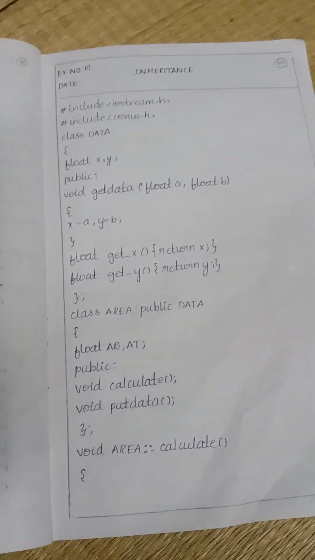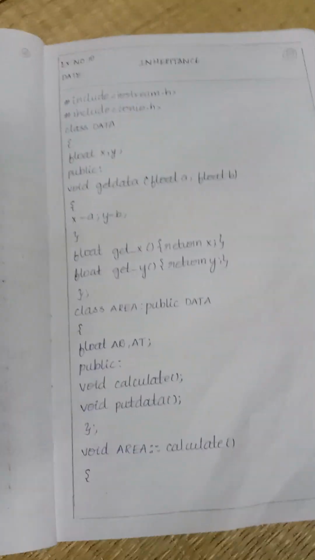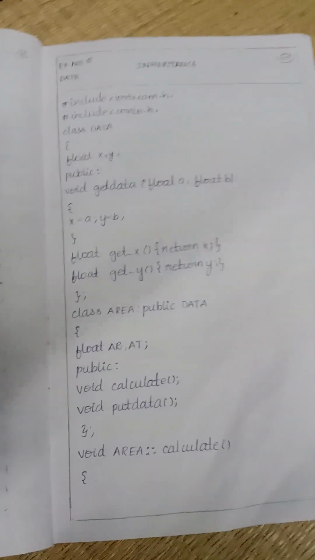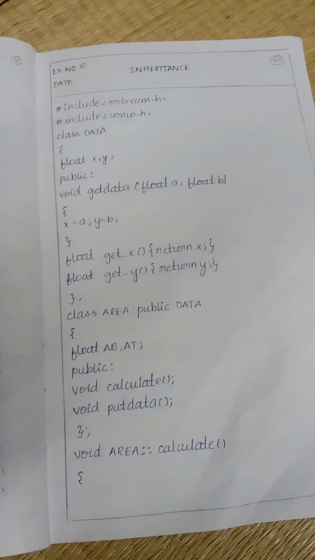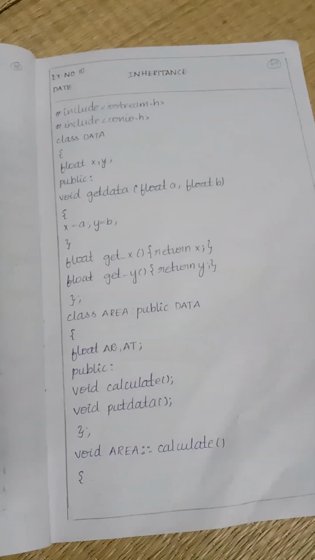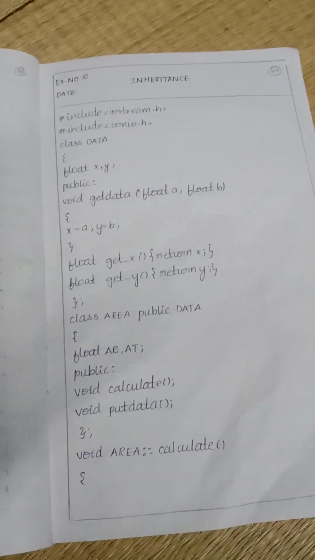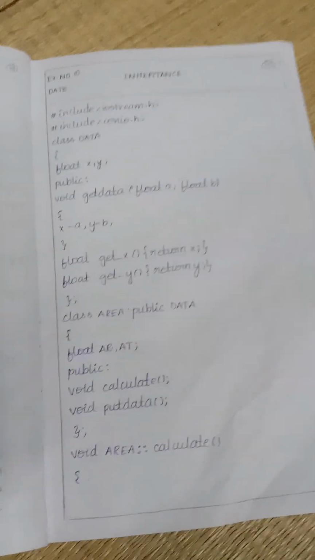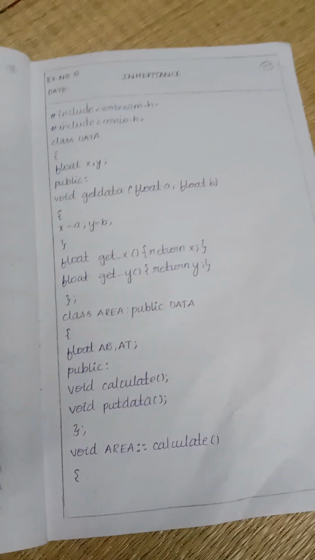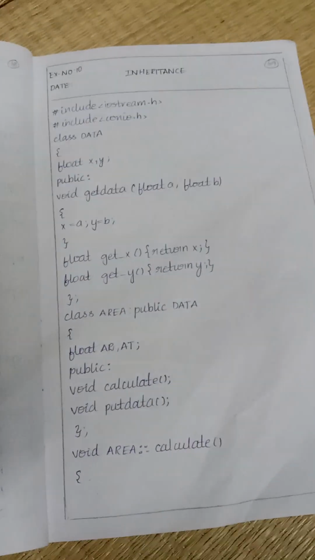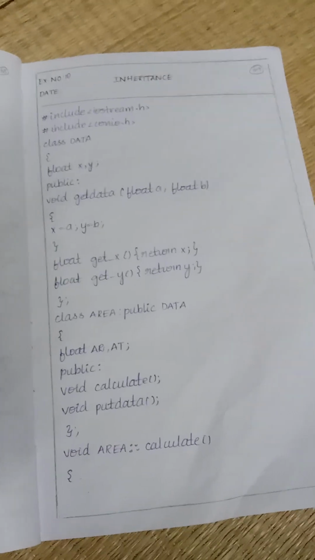There may be n number of classes, but each class has to end with a close bracket and semicolon. So if there are n classes, there are n close brackets and semicolons. Only when we end it that way will the computer understand that the class has ended.